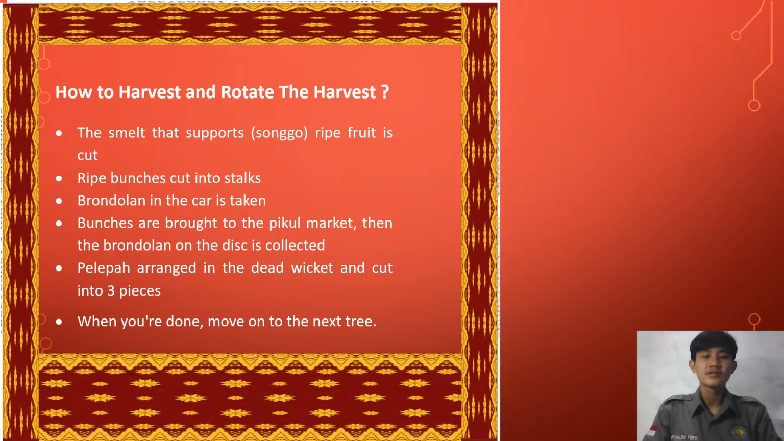How to harvest and rotate the harvest. Number one, the frond that supports the ripe fruit, or in bahasa songgo, is cut. Number two, the ripe bunch is cut from the stalk. Three, the brondolan on the ground is taken. Four, bunches are brought to the pikul market, or in bahasa pasar pikul. Then the brondolan on the ground is collected. Number five, fronds are arranged in the pile and cut into three pieces. And last, when you're done, move on to the next tree.